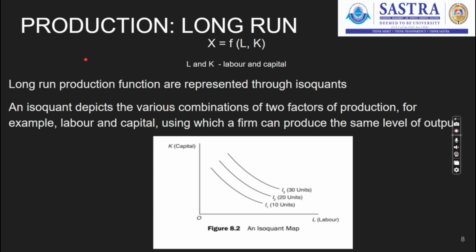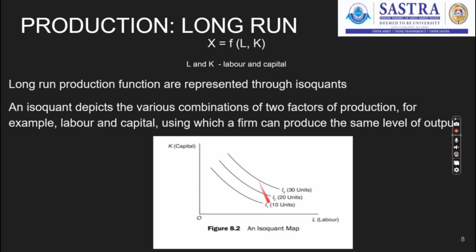The final topic of the video is production in the long run. This can be represented by the equation x is equal to a function of labor and capital where both are variable factors. Long run production functions are represented through isoquants. What are isoquants? Isoquants depict the various combinations, in this case of labor and capital, using which a firm can produce the same level of output.